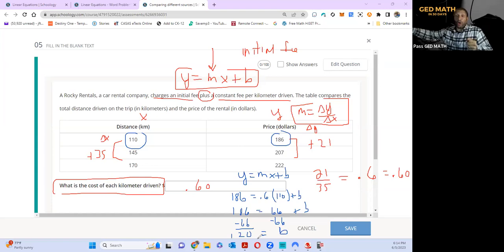So to pull that car rental out, they're going to charge you $120 plus 60 cents per kilometer. So your equation will be y equals 0.6x plus 120. Now, this question didn't ask for that, but you've got to get in the habit.